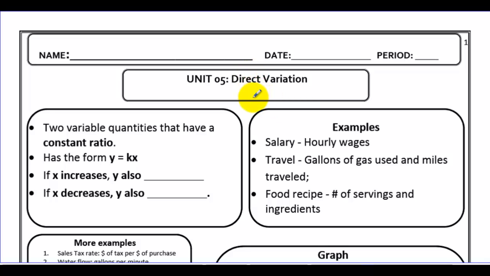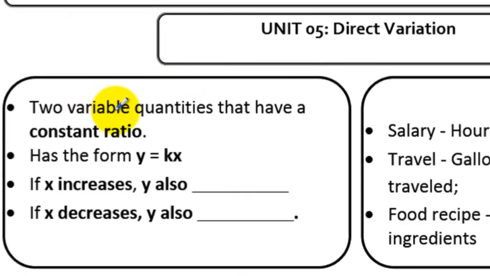Alright, moving on to Unit 5. The first topic that we are going to discuss is direct variation. Direct variation has two variable quantities that have a constant ratio. It has the form y equals k times x. So in this equation, y equals k times x.